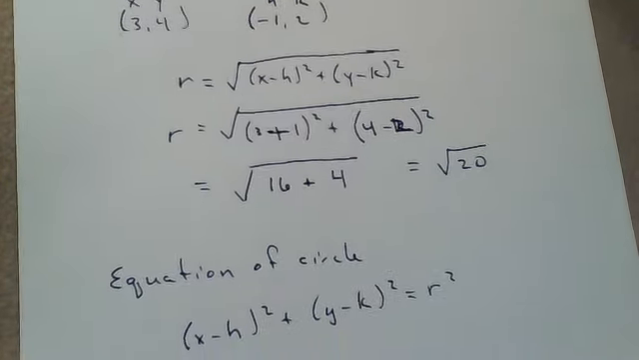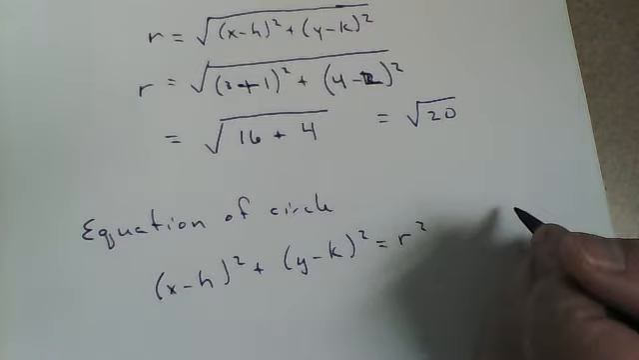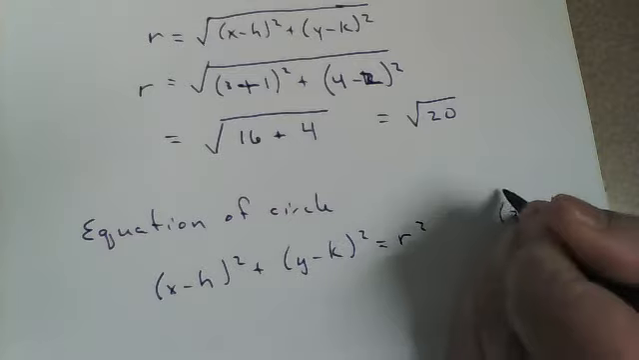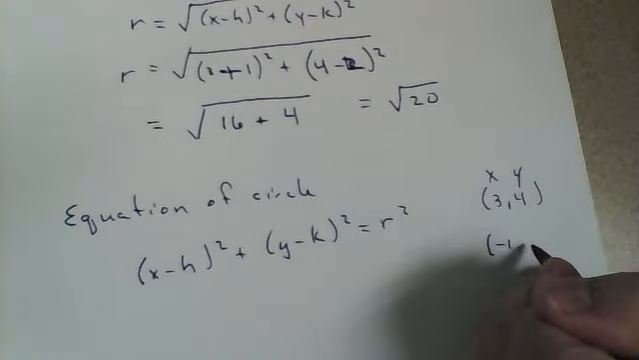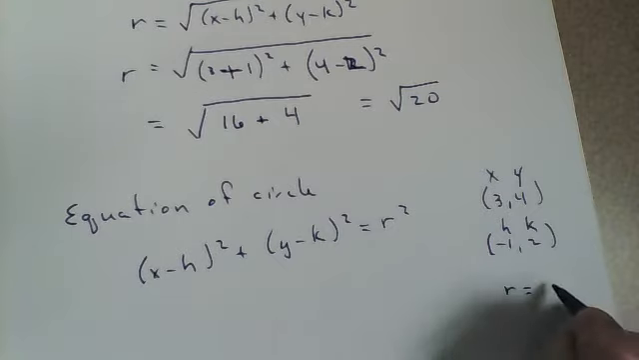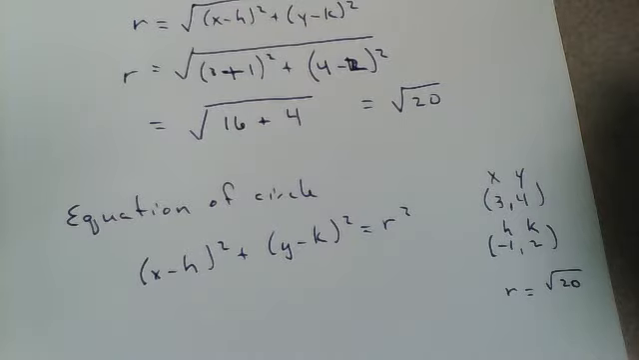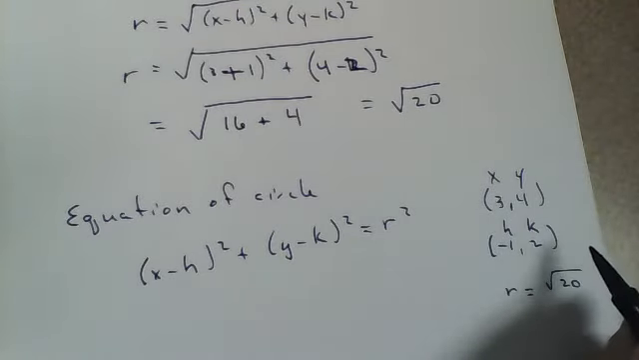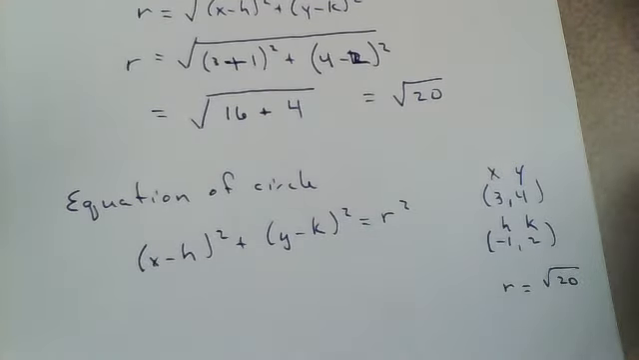So all we have to do now is plug in all our numbers. We know what they are. We know what x and h are, right? We know 3, 4 is x and y. We know that -1, 2 is h and k. And we know that r equals the square root of 20. We know these things already. We were given the first two, and then we just found that r equals the square root of 20. So now all we have to do is plug those things in at this point, right?